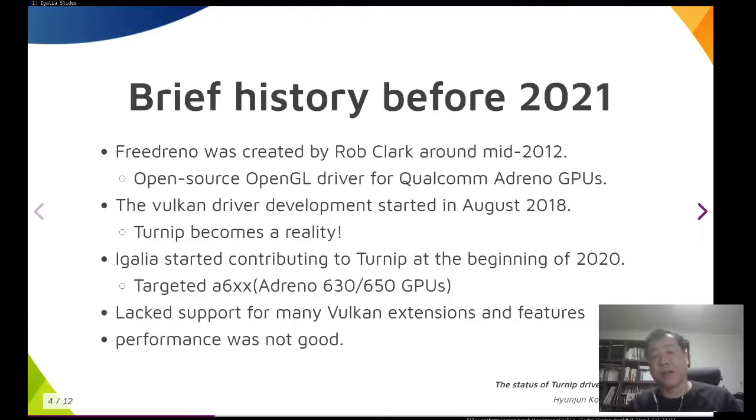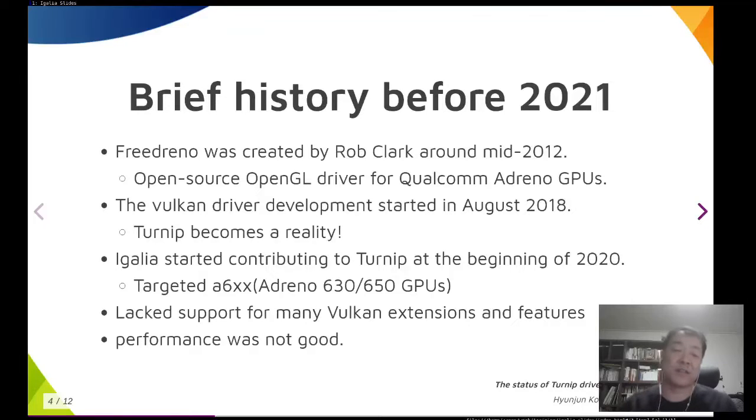So, let me talk about the history before 2021. First of all, I have to mention Freedreno, which was created by Rob Clark around 2012. That is an open source OpenGL driver for Qualcomm Adreno GPUs. And he's been developing Freedreno since then, and he kept improving the drivers. Nowadays, it's almost the same as the proprietary drivers, as I heard, which is great. And his work has affected Turnip, because Turnip shares a lot of the Freedreno infrastructure, like compilers and DRM and such things.